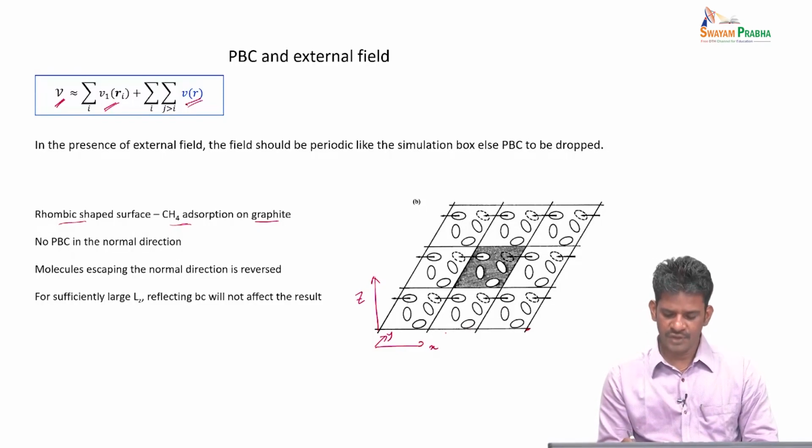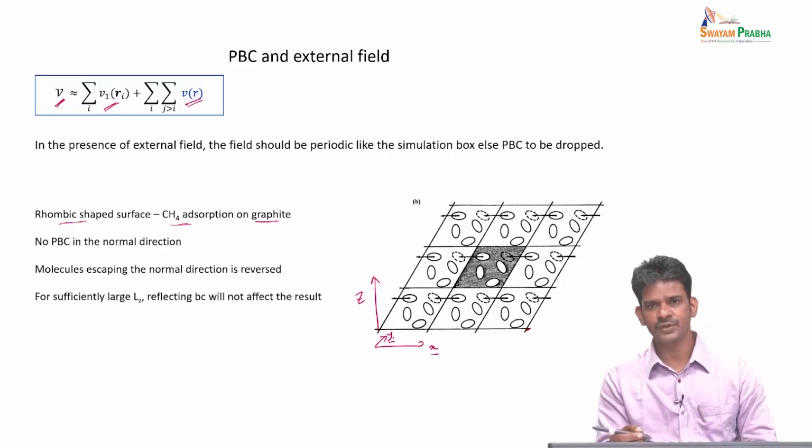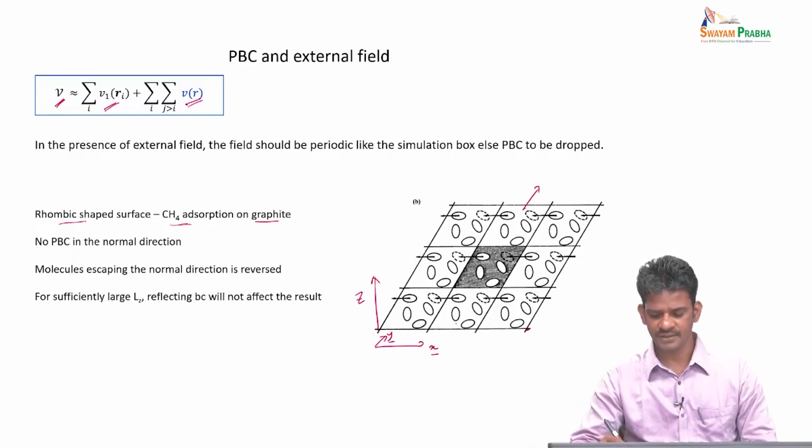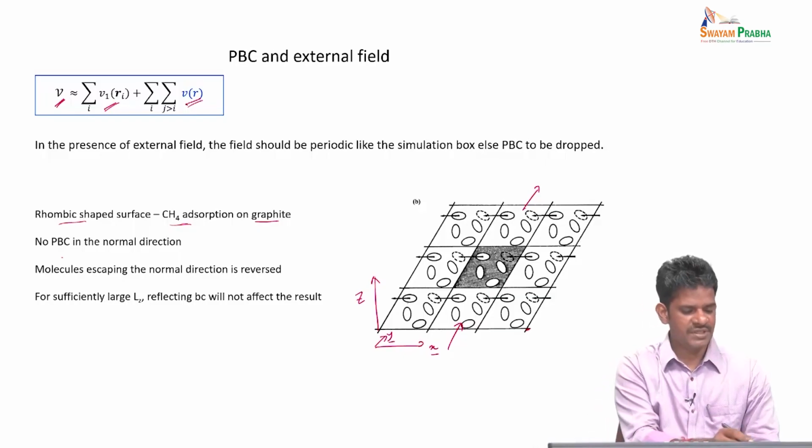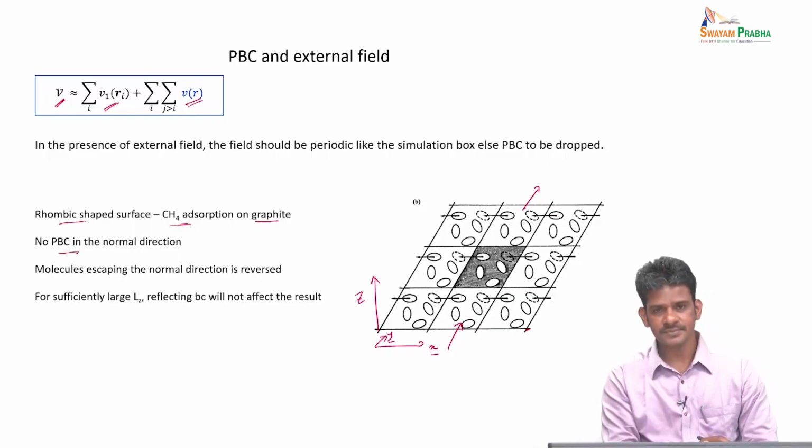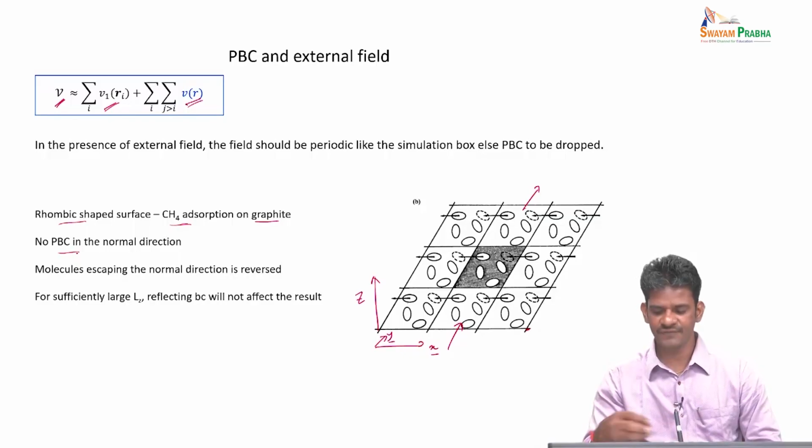Now, even though periodic boundary condition is applied in the x and y directions, that means if a molecule is leaving to the left, it will enter from the right. And if it goes from the top, it will come back through the other side. But if you look at the normal to this particular plane, that's the z direction, there PBC was not applied. So the question is, what will happen if the molecule keeps drifting away in the normal direction?